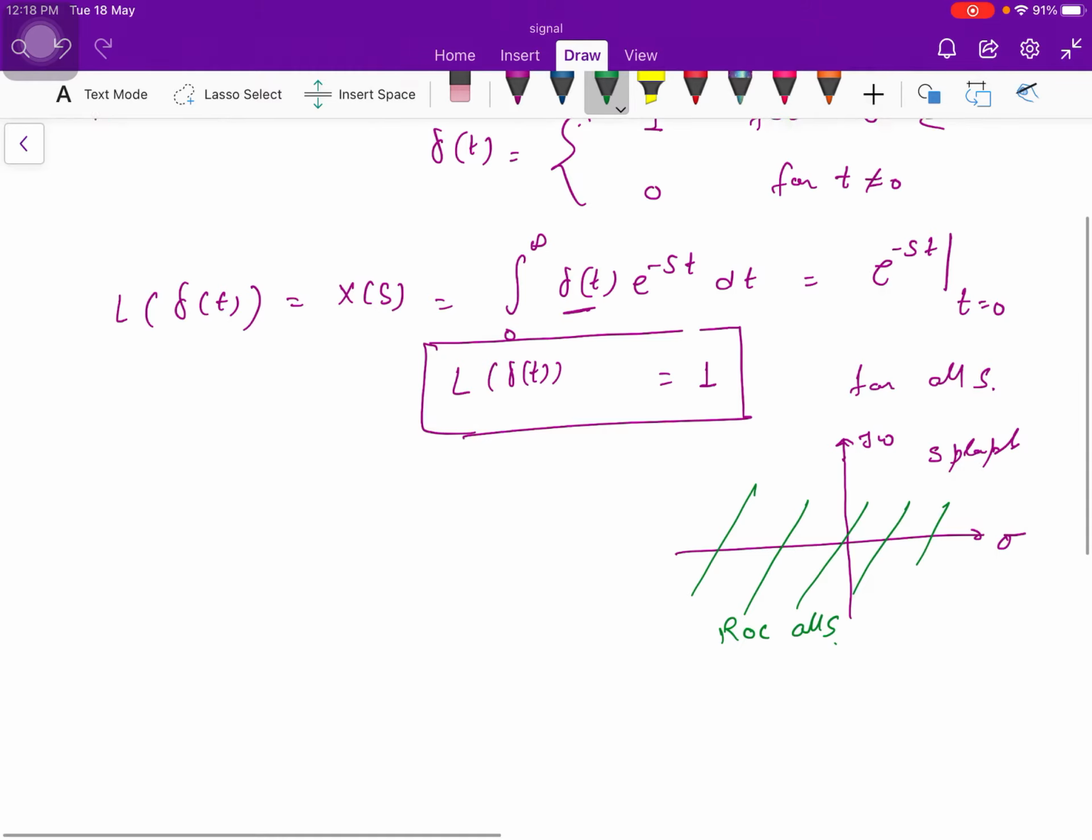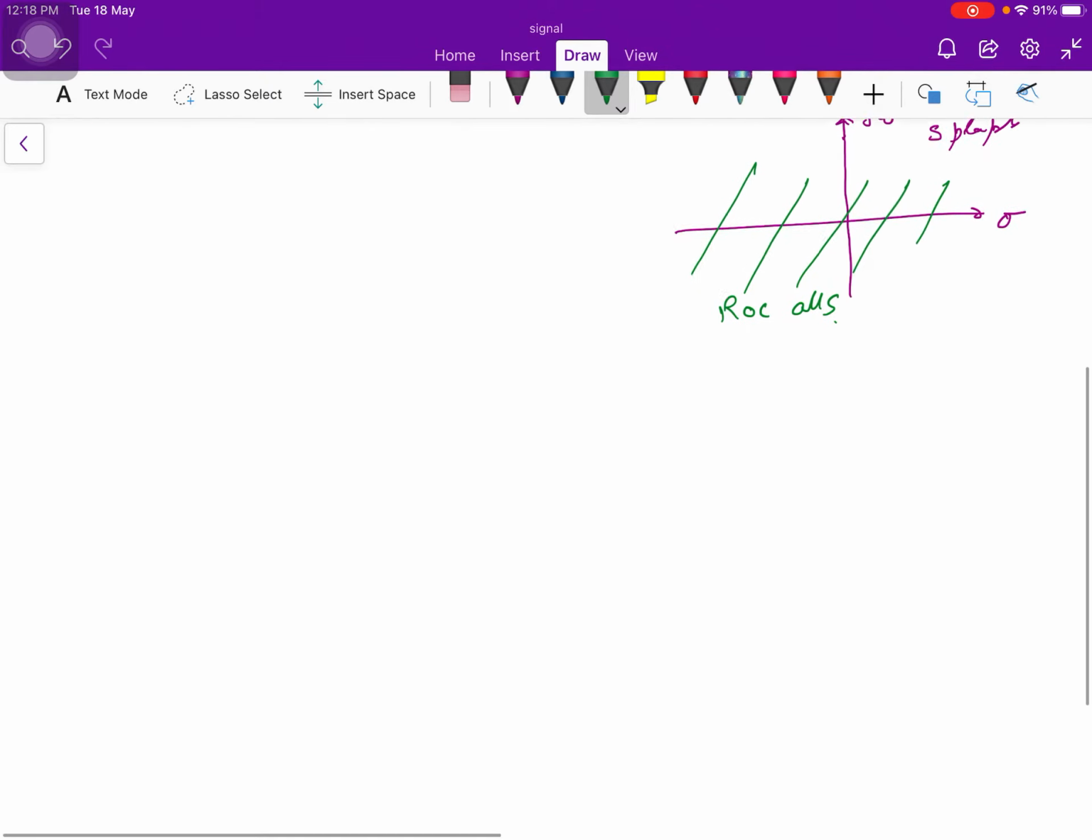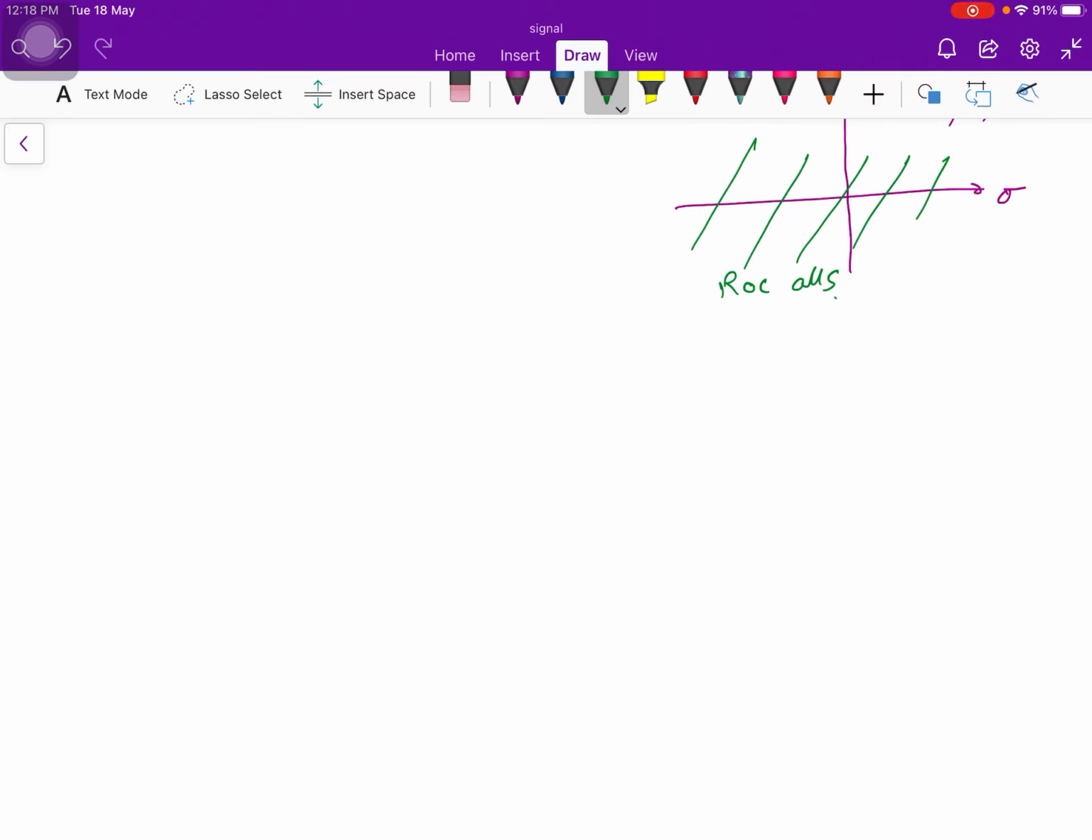Okay. Now, take quickly another example. If you want to take the unit step, the definition of unit step is: you take x t equal to u t, and all of you know that this is 1 for t greater than or equal to 0 and 0 for t less than 0.